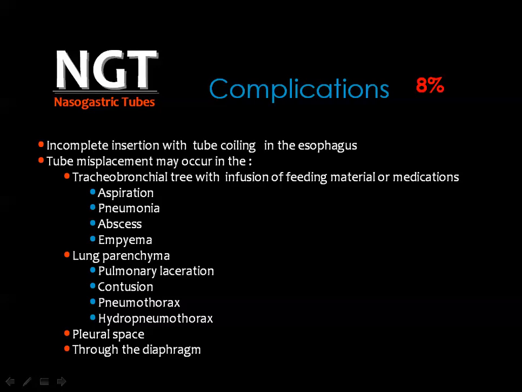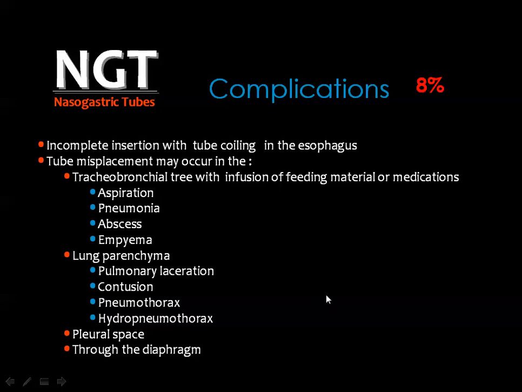Then a lot of complications can happen from the nasogastric tubes. Number one is incomplete insertion and the tube coiling in the esophagus, and tube misplacement may occur, which is very dangerous, into the tracheobronchial tree, and infusion of feeding or medication is hazardous, of course. It will result in aspiration pneumonia and abscess formation or empyema or so on.